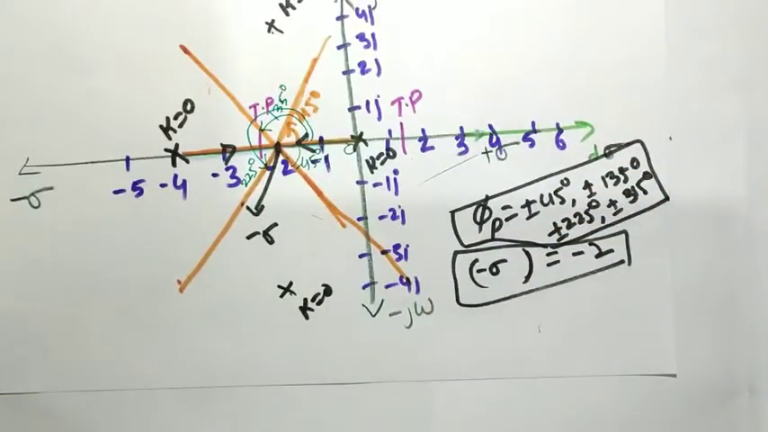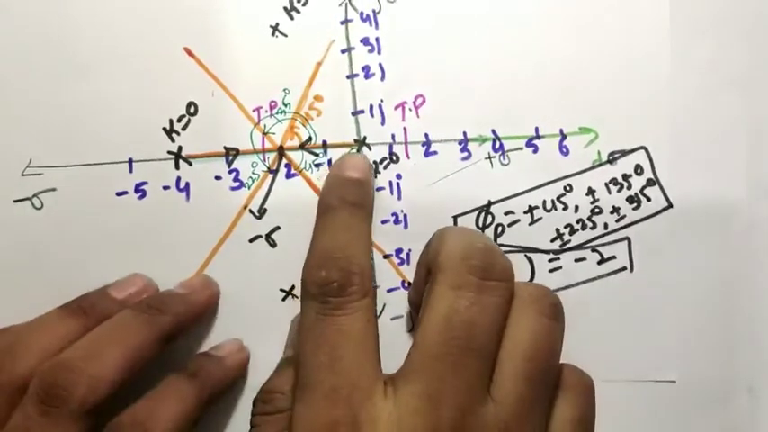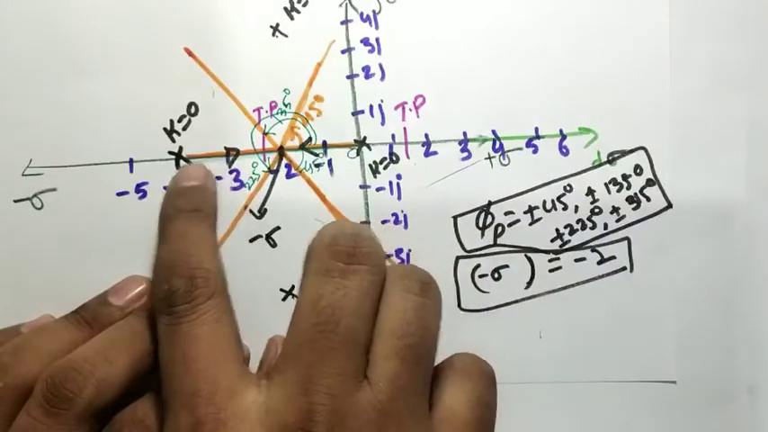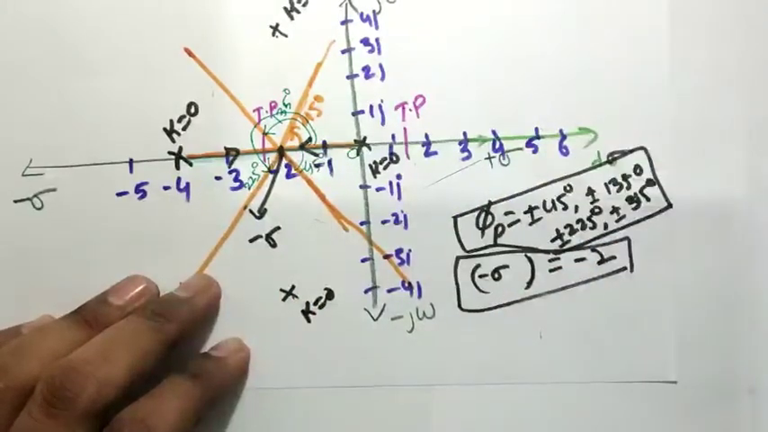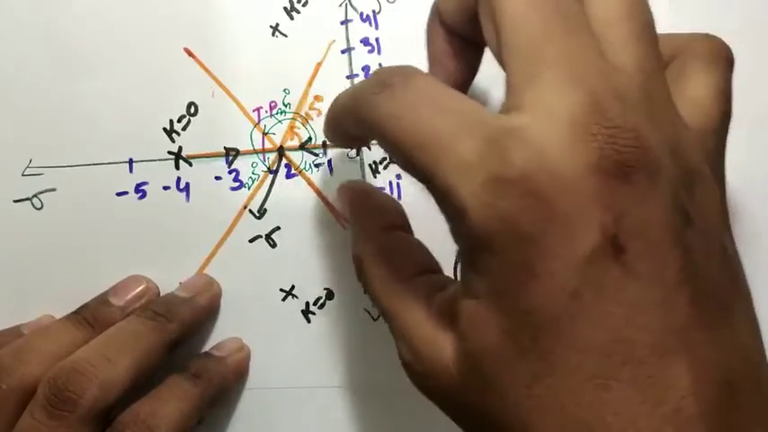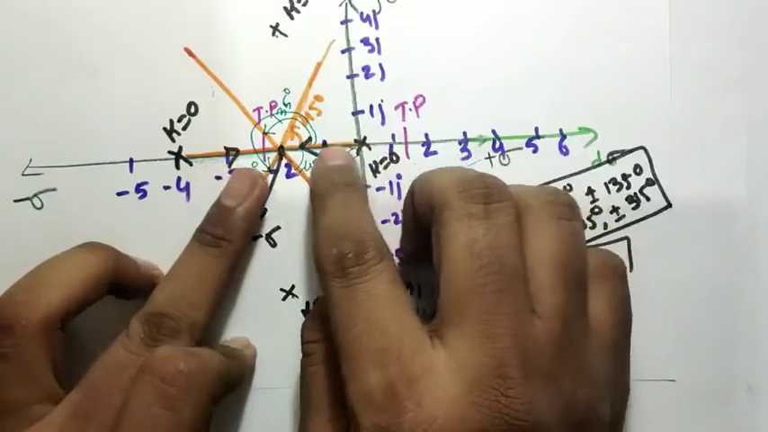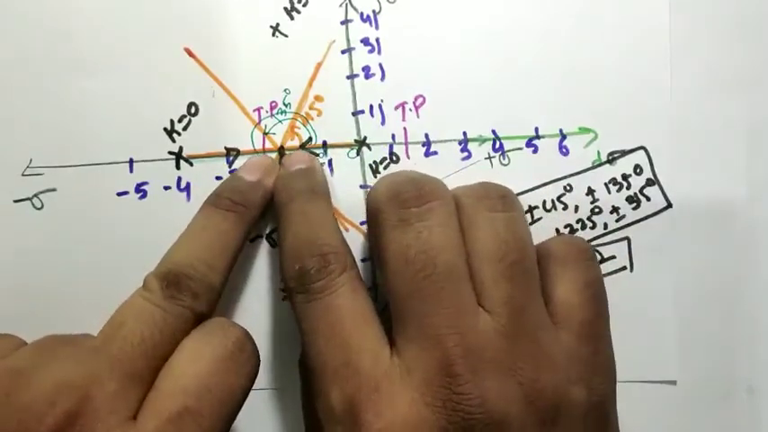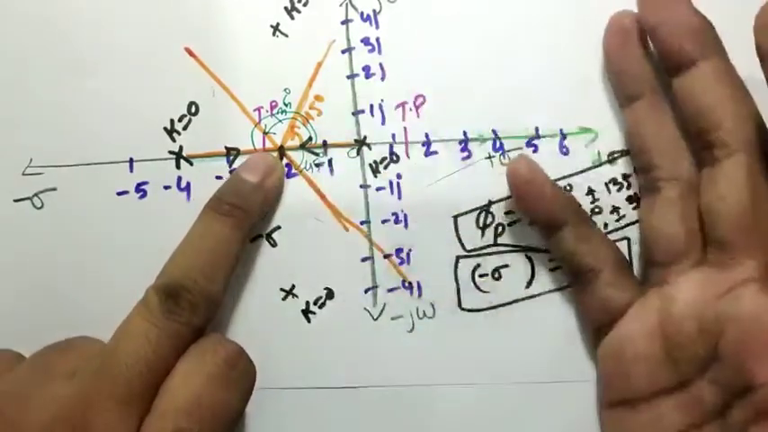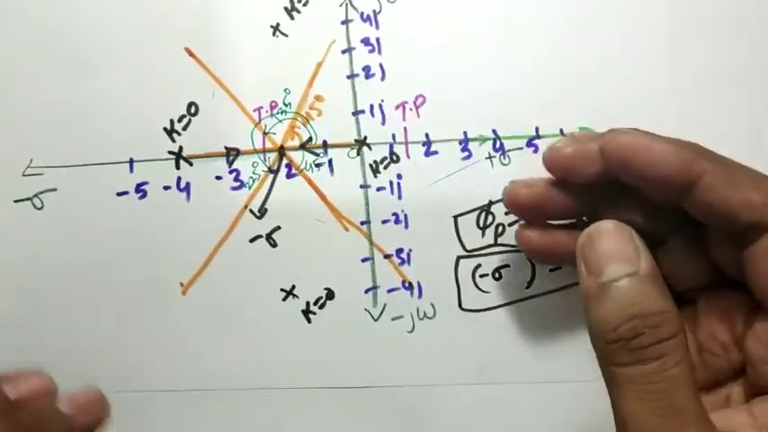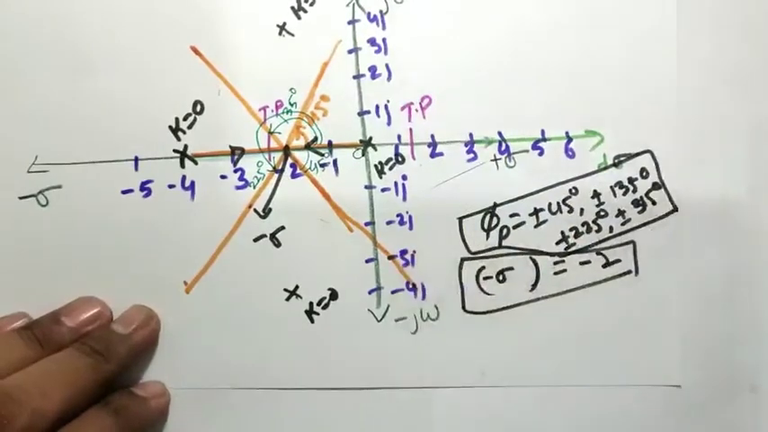So now we have to find the breakaway point. You just see that this root has moved in this direction, and this root is moving in this direction as the k value increases, right? As k value increases, they will meet at a point, and if we increase further, they will break away. So we have to find the breakaway point. What is the equation to find the breakaway point?